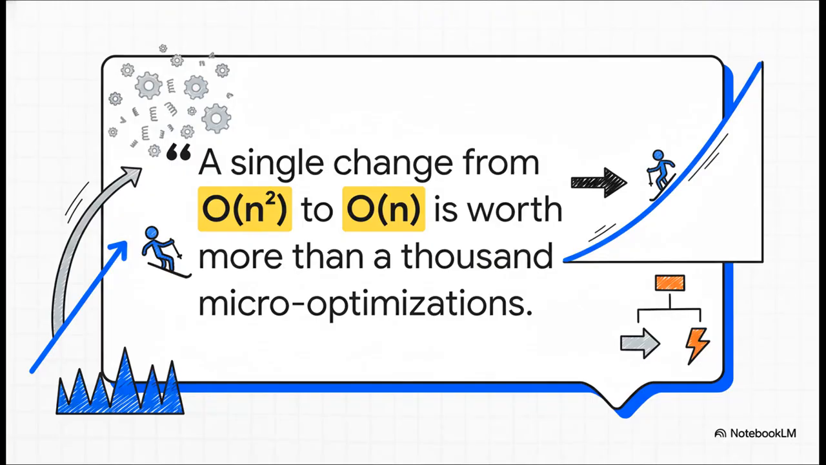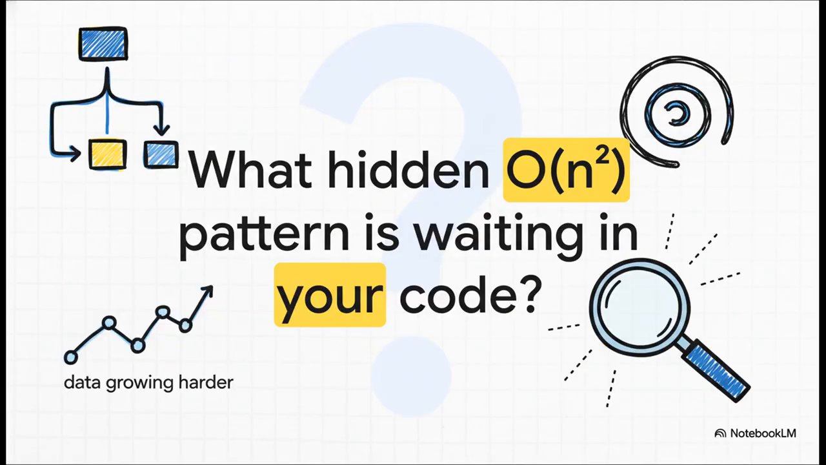This quote really says it all. You can spend weeks tinkering with tiny details, shaving off a few microseconds here and there, but none of that is going to matter if you're still stuck on that quadratic ski jump. The real massive performance wins come from finding and fixing that one fundamental algorithmic flaw, from changing the actual shape of that growth curve. So, as we wrap this up, I'll leave you with this one question.